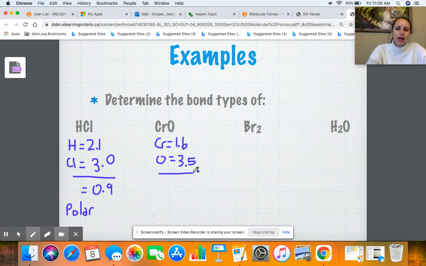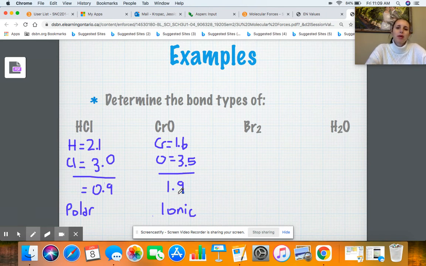So if we go ahead and subtract those two values, we're going to find that the difference between them is 1.9. What you're going to find is 1.9 is over that 1.7, so we would call this an ionic compound. Now, based on your grade 10 classification, you would have noticed that Cr, chromium, is in fact a metal. Oxygen is a nonmetal. So based off what you learned in grade 10, you would still classify this as an ionic compound. So you were right with making those assumptions in grade 10.